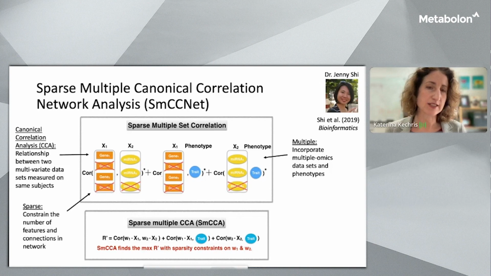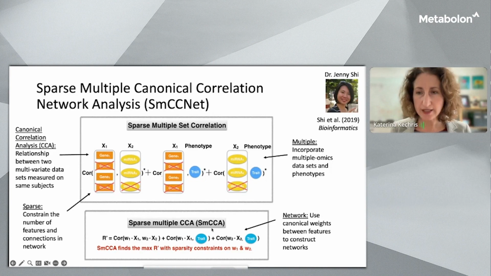The next aspect is we may have tens of thousands, 20,000 genes at most, and maybe 2,000 microRNAs at most in human, but we don't expect all of them to be involved in the network. So we want to constrain the numbers of features and connections in the network, and you can build in some sparsity. So there's an objective function that's fit, and what you get in the end is canonical weights that can then be used to construct networks.